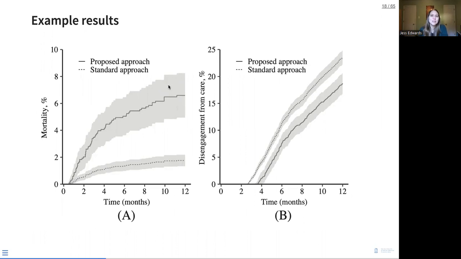And you can see the confidence intervals are much wider because we did the exercise of resampling the validation data as well. And we also see that the cumulative incidence of disengagement from care that we estimate using this proposed approach was slightly lower, and again, confidence intervals were wider. So this would have dramatically altered our conclusions about mortality and loss of follow-up in this population.